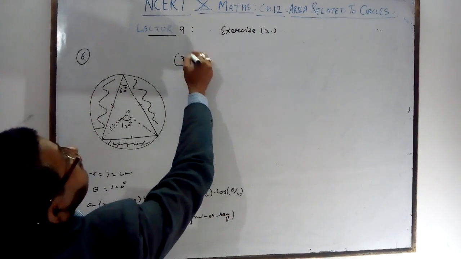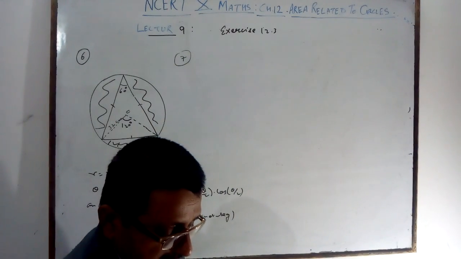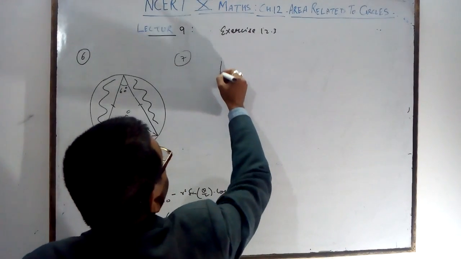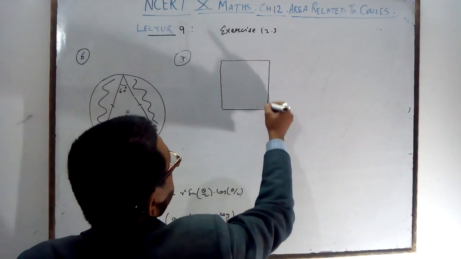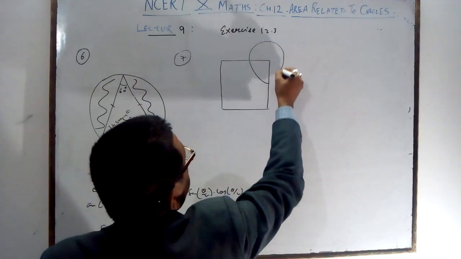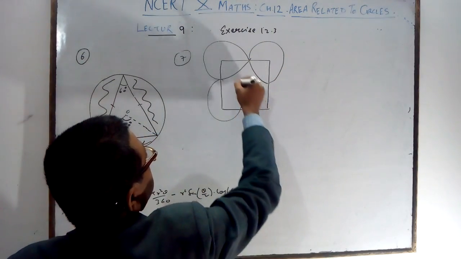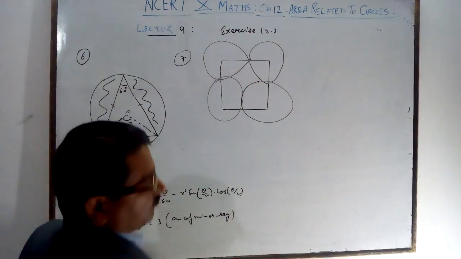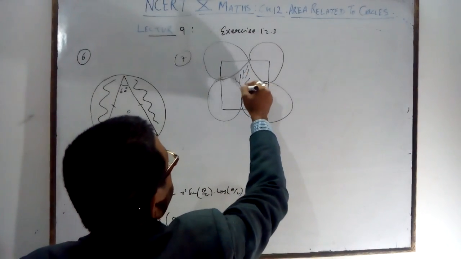Question number 7 is here. It is given that there are 4 circles. There is one square given, and inside it there are 4 circles, here and here. You want to find out the area of the shaded region.